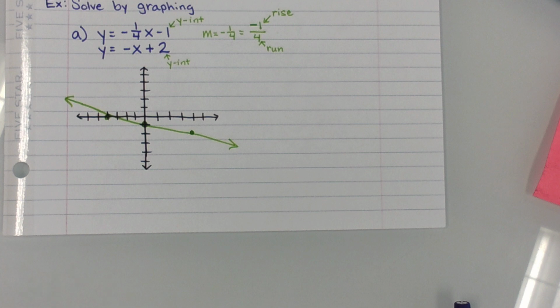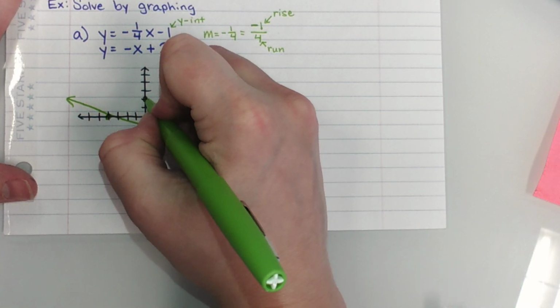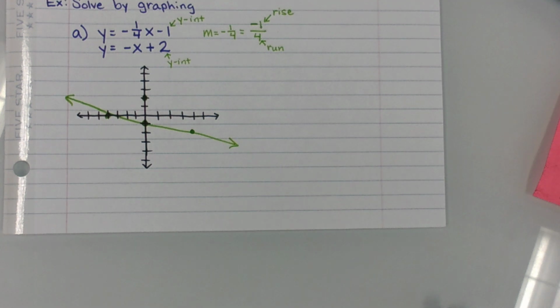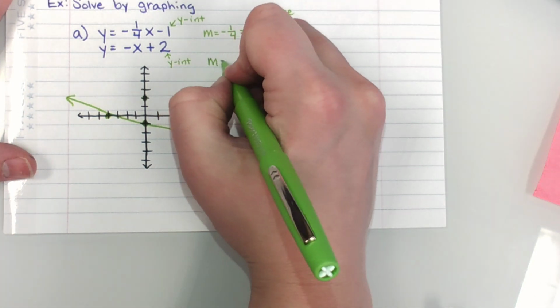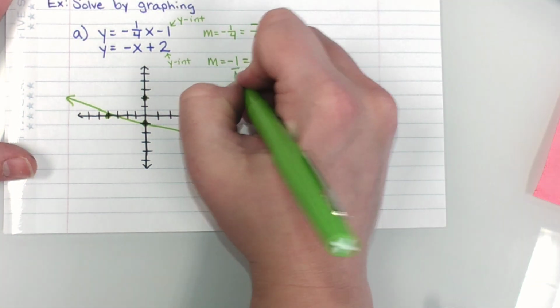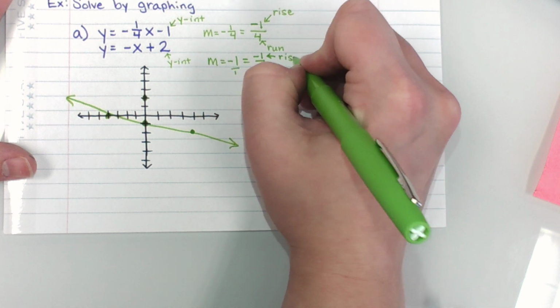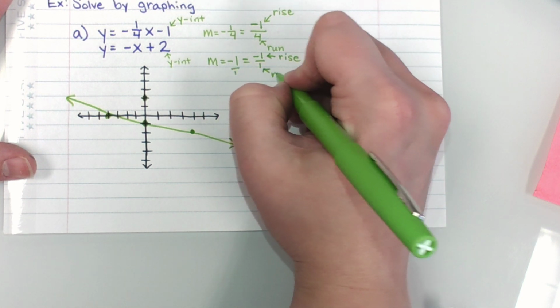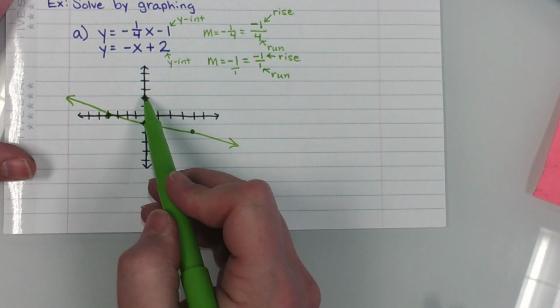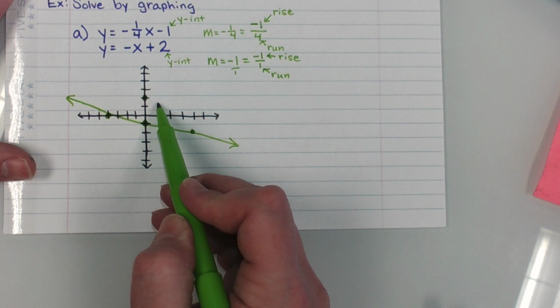So there's one of them. Now I need the other one. The other one had a y-intercept of +2, so 0, 2, and a slope. What's the slope on the second equation? -1. To write a whole number as a fraction, you put it over 1. -1 over 1. Rise -1, run +1. So from that point, from that y-intercept, down 1, right 1.